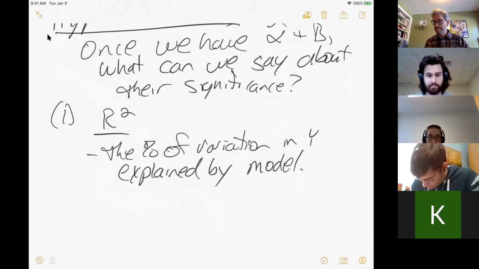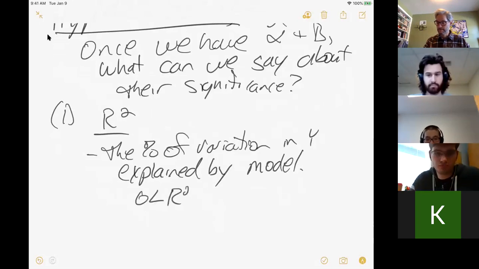The percent of the variation of y that's explained by the model. So as probably most of you know, R squared is a number between 0 and 1. If it's closer to 1, that means that it explains more of y. And if it's closer to 0, it means that you explain less of y.